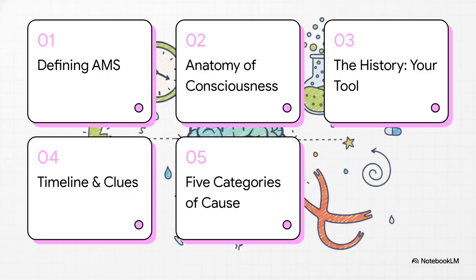So here's our game plan. First, we're going to get really precise about what we mean by altered mental status. Then, we'll ground ourselves in the basic neuroanatomy of consciousness. You have to know normal to understand abnormal. After that, we'll get into the clinical evaluation, focusing on why the history is your absolute best friend, how to decode the timeline, and finally, we'll put it all together with 5 main categories of causes.